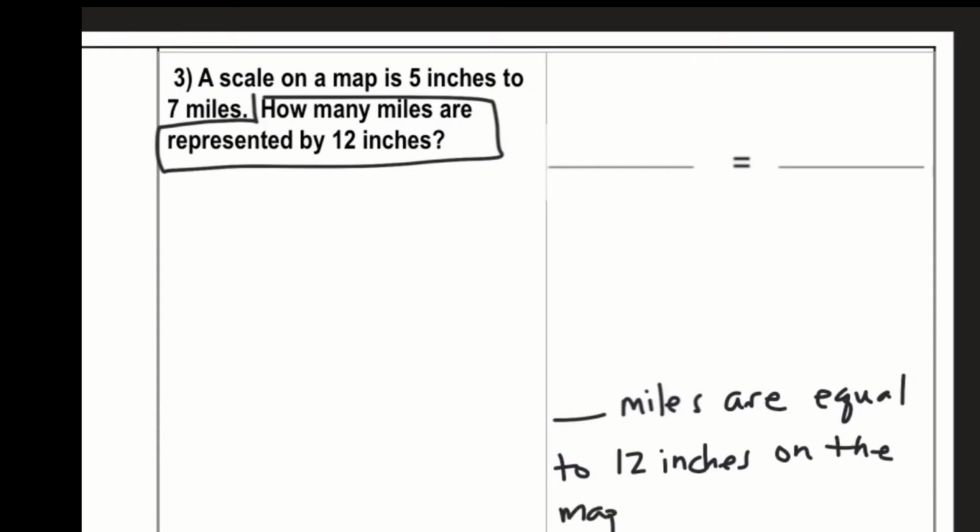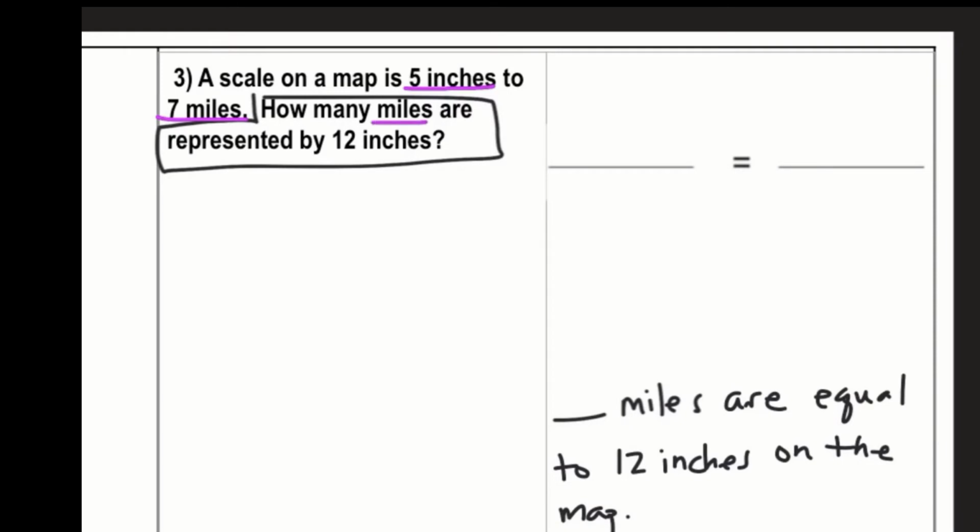Scales on maps are really nice because they take long distances and condense it down to just a single page or a couple pages. So they're really helpful. Let's go line by line, look for those relationships, so those important numbers. A scale on a map is 5 inches to 7 miles. So 5 inches on the map is equal to 7 miles in real life. That's what that means.